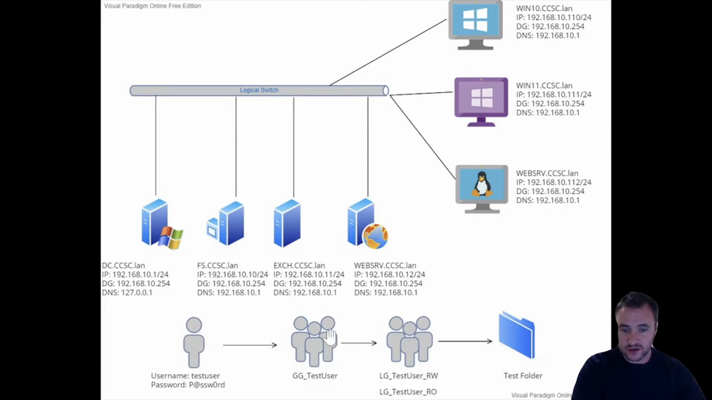and see what our AGDLP, which is our users, global groups, local groups, and with the permissions set on this folder, see how it interacts with what we set up yesterday, with the user going into the global group, then that global group going into the read-only local group. And we're going to set the permissions and ticks relative to those permissions and see what our test user can do. Great, see you there.